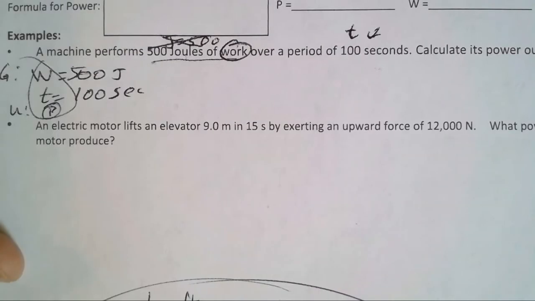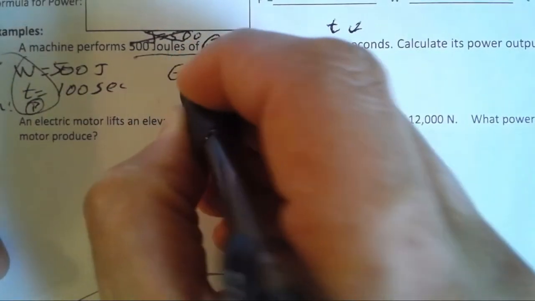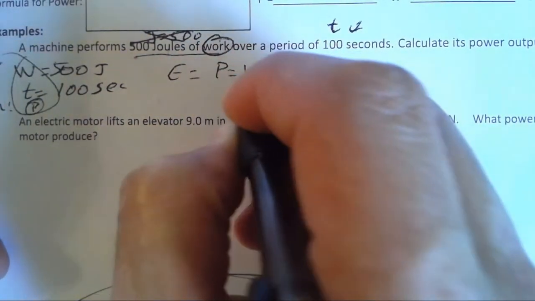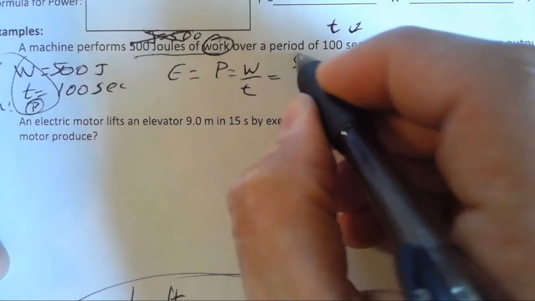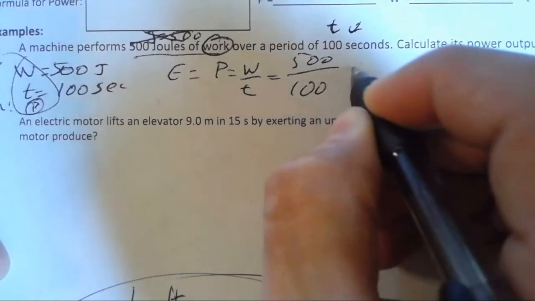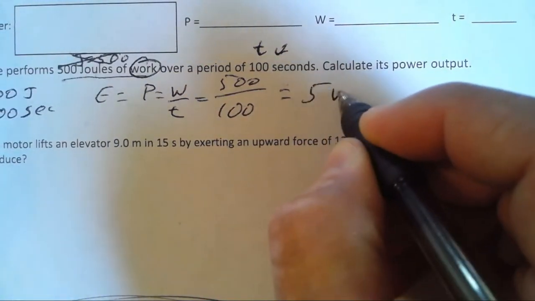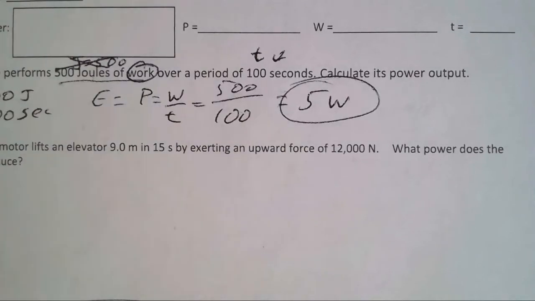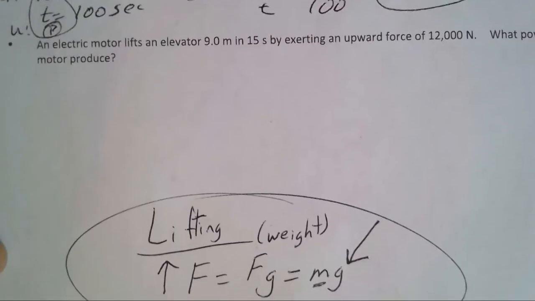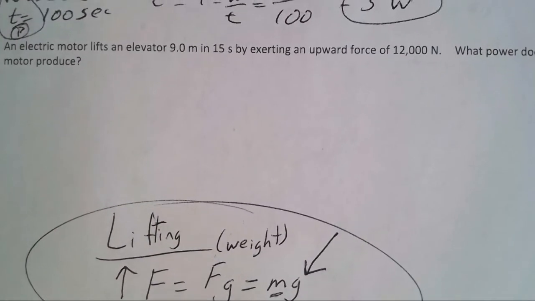What's the equation that has all that stuff in it? Well, this one's super simple. Power equals work divided by time. We simply plug in the work. We plug in the time. 500 divided by 100 gives us 5 watts of power. That's 5, and the unit for power is watts. Pretty simple, straightforward problem. The next one is just a little bit more complicated, though.